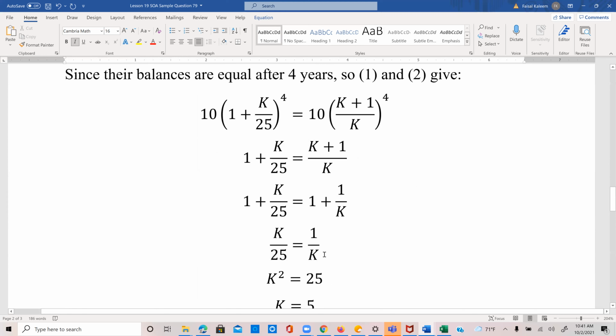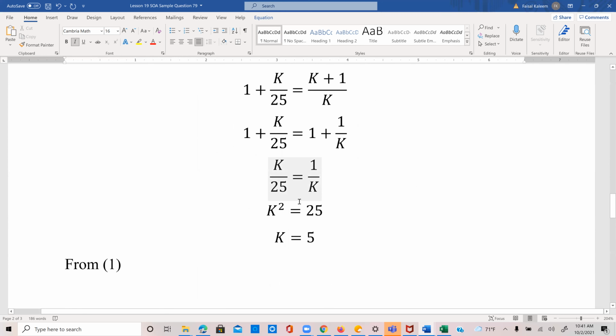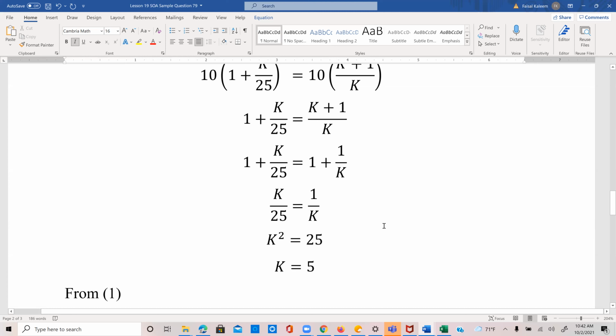So K over 25 is 1 over K. And you cross multiply, so K squared is 25. And that gives K equals 5. They told us that K is greater than 0 in that problem. That's why, usually when you have K squared equals 25, K is plus or minus 5. But in this case, we're told that K is positive, so K is 5.